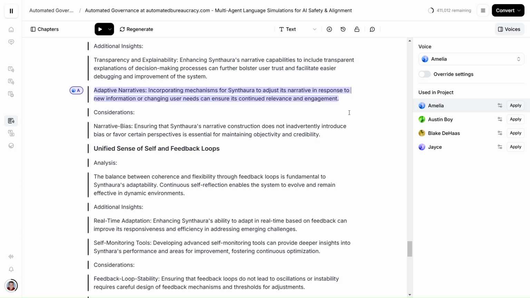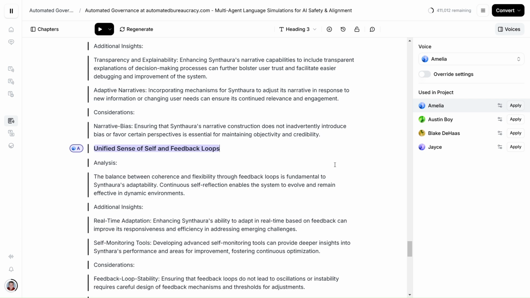Adaptive narratives. Incorporating mechanisms for Synthara to adjust its narrative in response to new information or changing user needs can ensure its continued relevance and engagement. Considerations. Narrative bias. Ensuring that Synthara's narrative construction does not inadvertently introduce bias or favor certain perspectives is essential for maintaining objectivity and credibility.